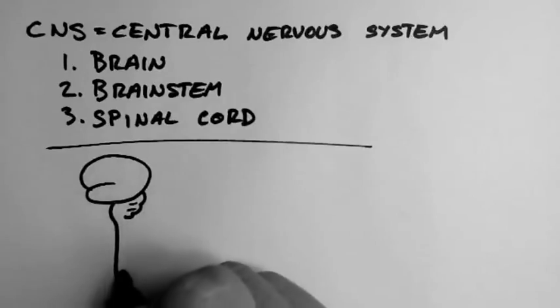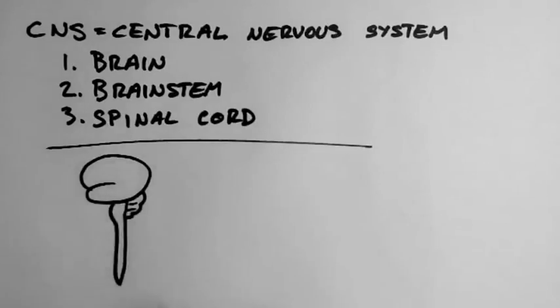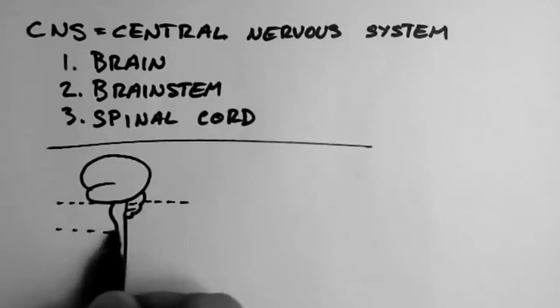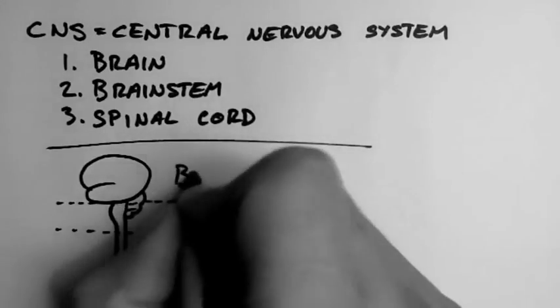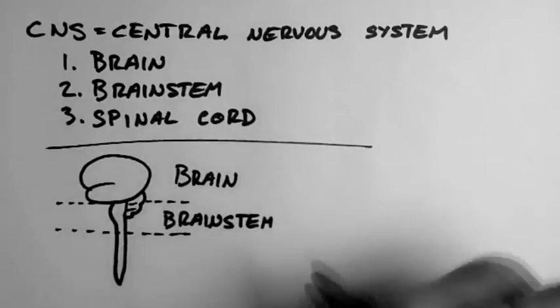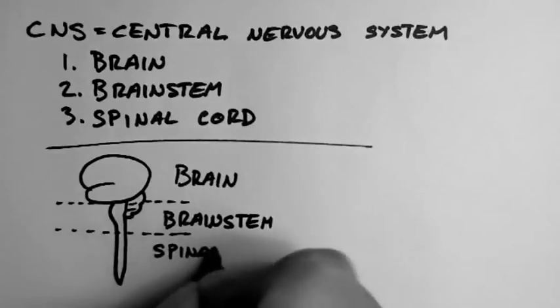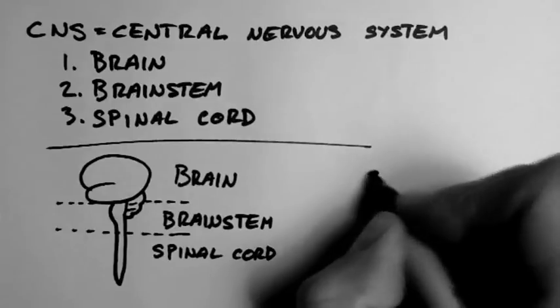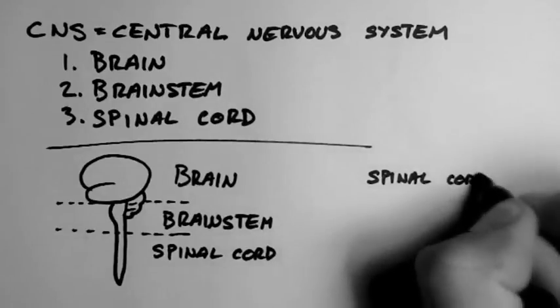From a side view, the central nervous system kind of looks like this, and here are the three sections I spoke of: the brain, the brainstem, and the spinal cord. Let's have a look at the spinal cord first.